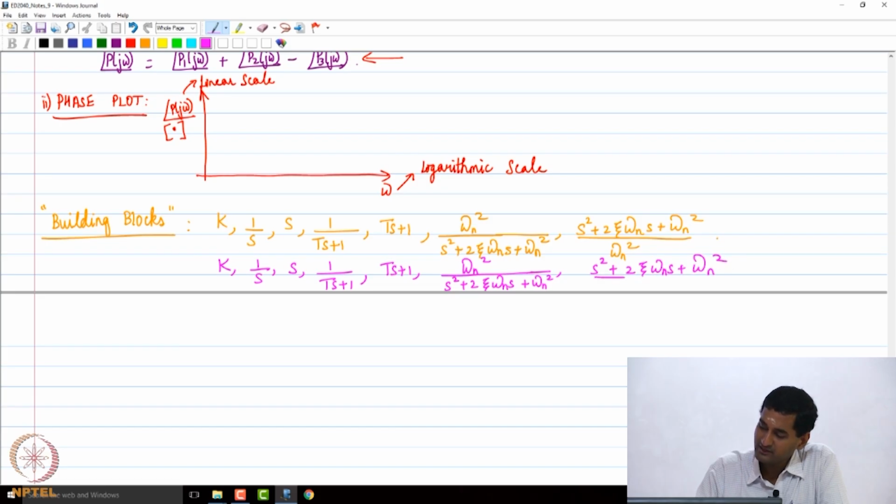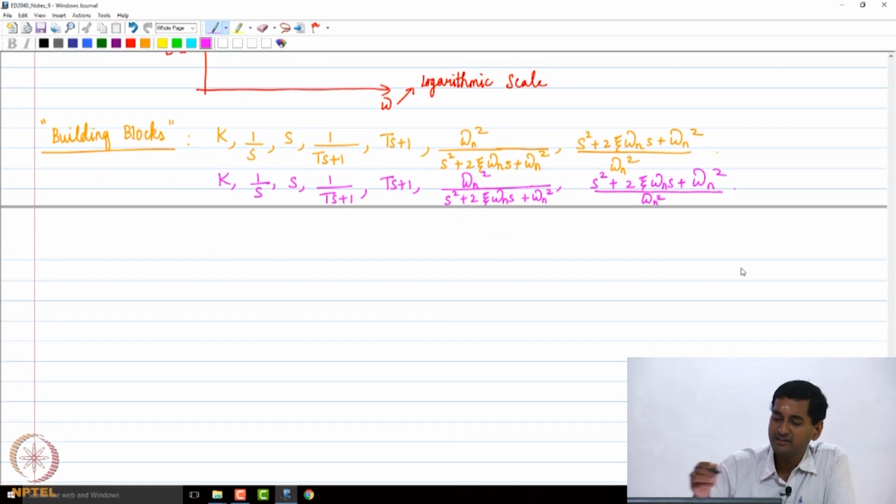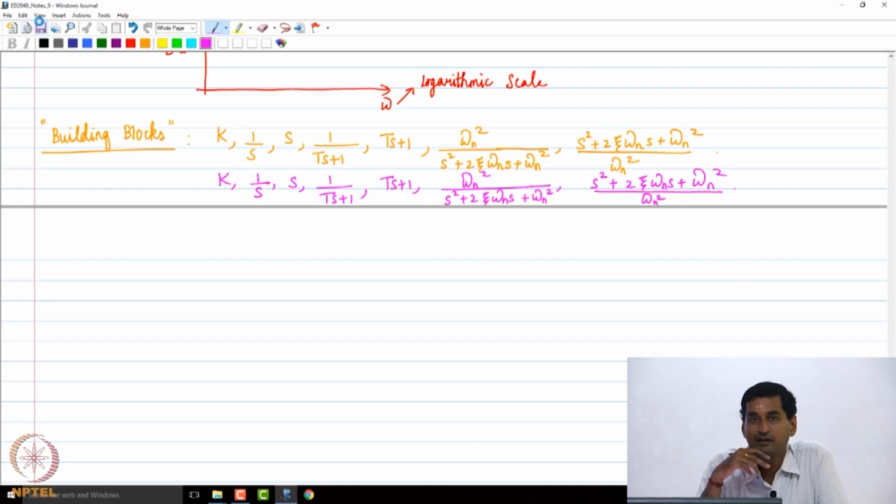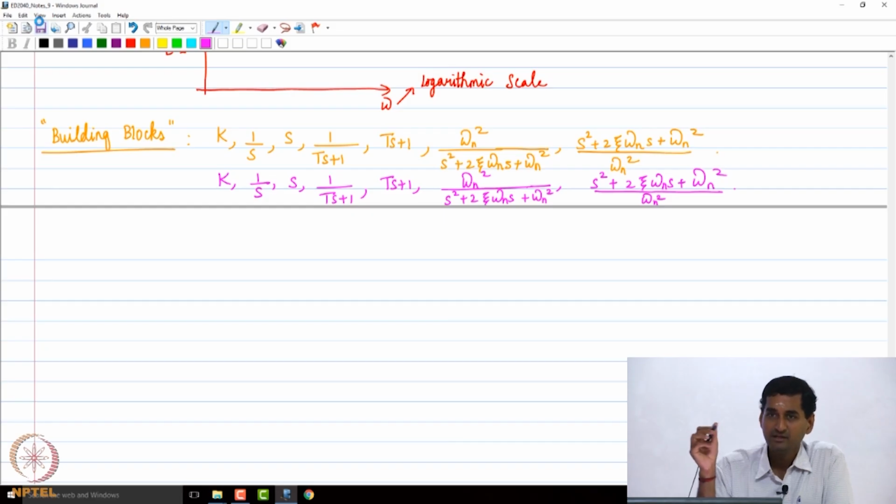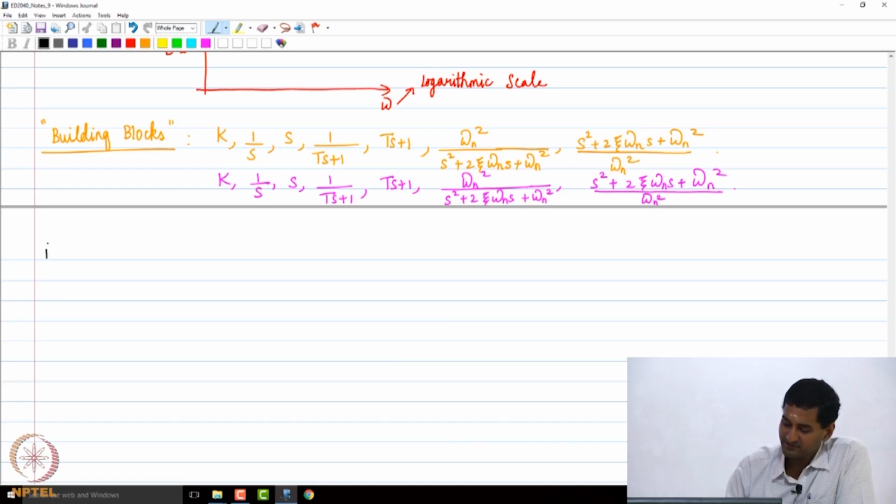Now you can immediately observe that I can essentially rewrite any transfer function in this particular form. We will see how to do that as we go along. But these are the basic building blocks that we are going to look at. If we understand how to plot the Bode diagram for each of these building blocks, then we are done. So let's understand how to plot the Bode diagram for these blocks. Let me start from the first block.